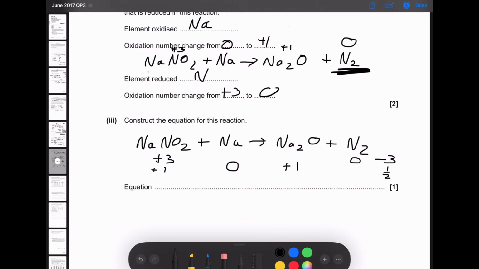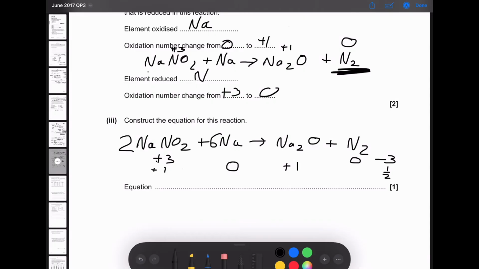So how do we make a half equal 3? We times it by 6. So we're going to put a 6 in front of our sodium. And then we want to balance our other stuff. Nitrogen is 2 on the product side and only 1 on the reactant side. So we need to put a 2 there. And now we can do any other trivial balancing.